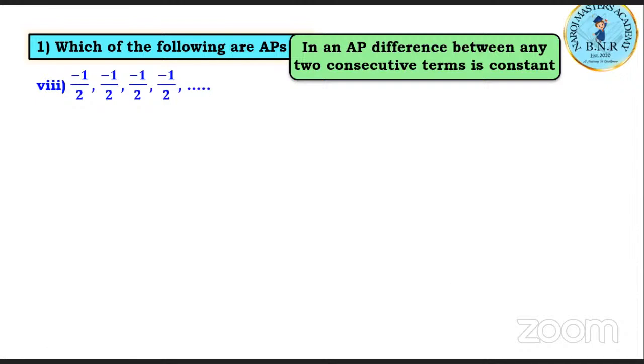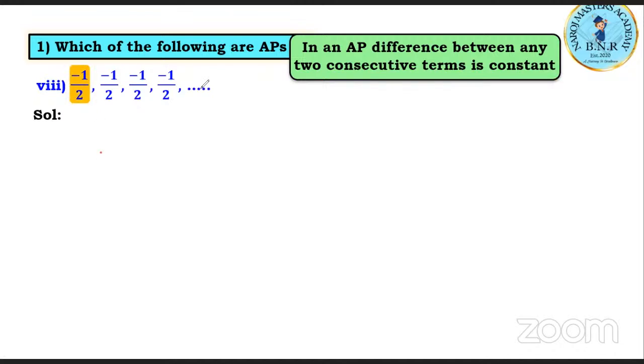Let's do it fast. What is our first step? A1 minus A2. No. The first step is to identify the terms. Is it right? Yes or no? The first step is to identify the terms. What is the first term? The first term value is minus 1 by 2.